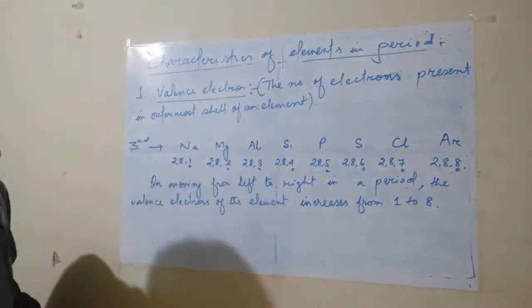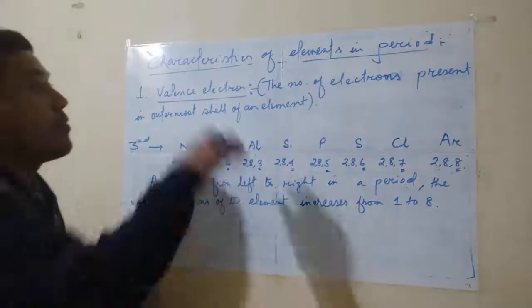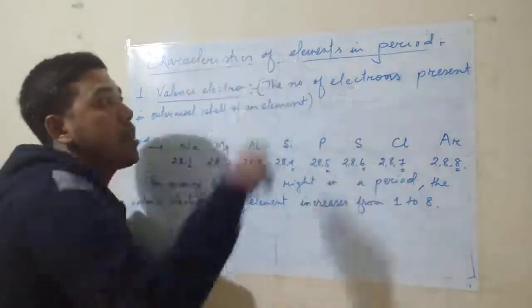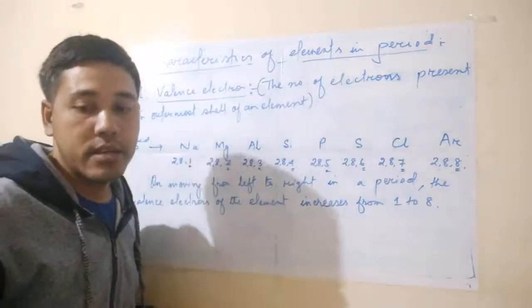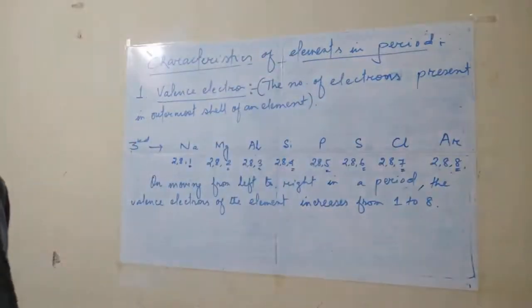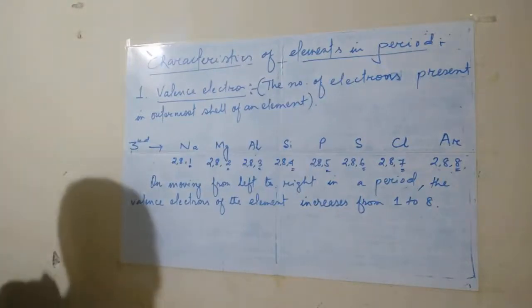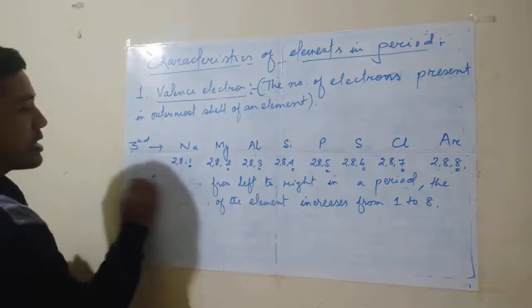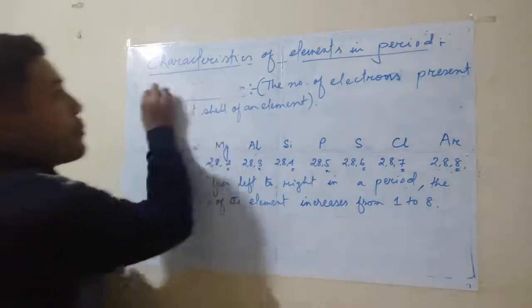This is the part about the valence electron, for the characteristics of elements in a period. Right. Just copy down this one. Okay, done. Now next one is number 2, the valency.